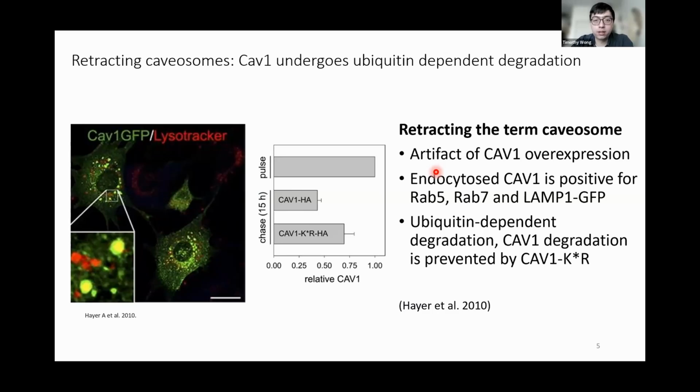When they overexpressed CAV1, they were able to visualize CAV1 being positive for markers RAB5, RAB7, as well as LAMP1-GFP. So these are early, late, and lysosomal markers. They also found that this process was ubiquitin dependent. When they used a CAV1 mutant with the lysines mutated and unable to be ubiquitinated, they were able to demonstrate that this prevented CAV1 degradation.